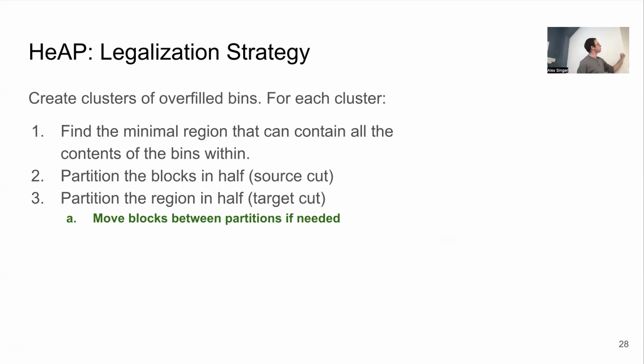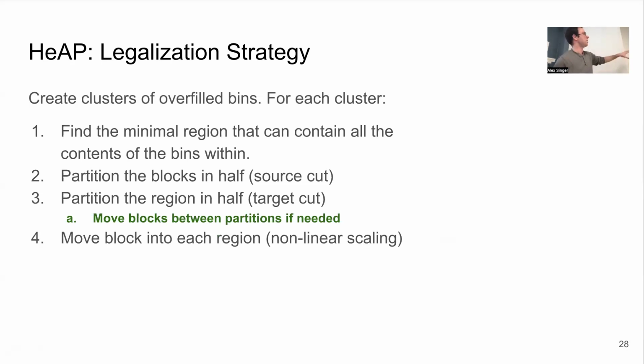We're going to move blocks between partitions if needed. So before in SimPL, we partition the blocks, partition the area, and now you're locked. You're not going to be able to move to the other side, or at least the paper didn't say so. Here in HeAP, we're going to have to move blocks into different partitions after I've chosen my cut line. And I'll show you why. But after that, we're going to move the blocks into their regions using nonlinear scaling. They use the exact same technique as SimPL. And then we repeat for each iteration.